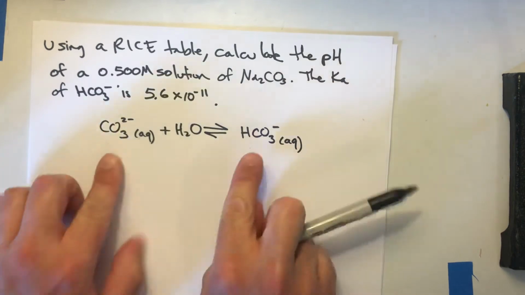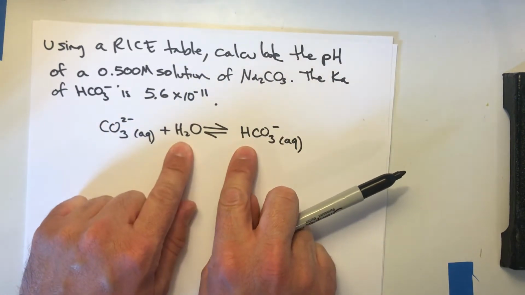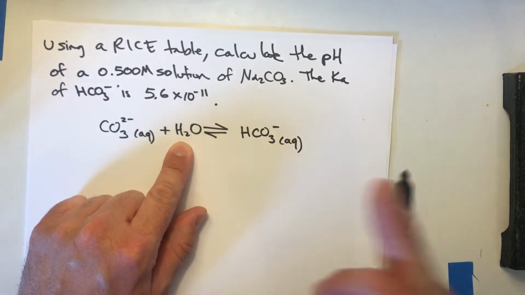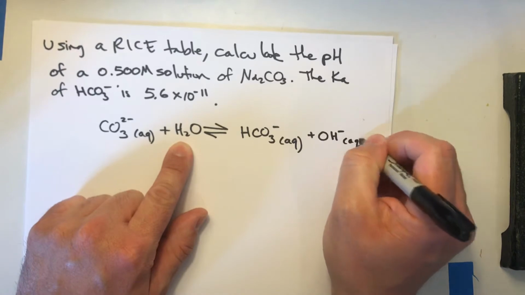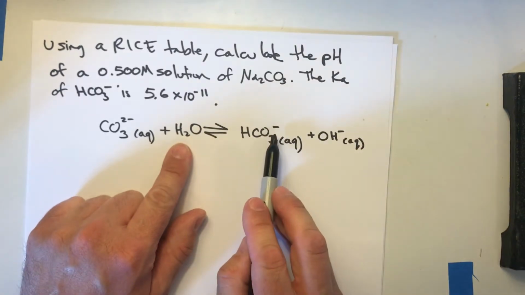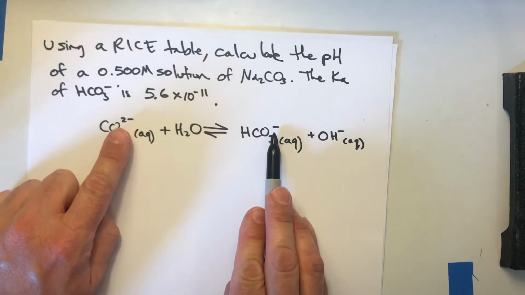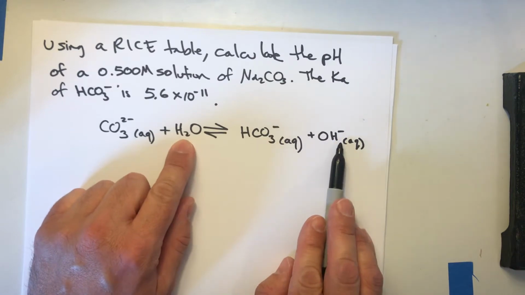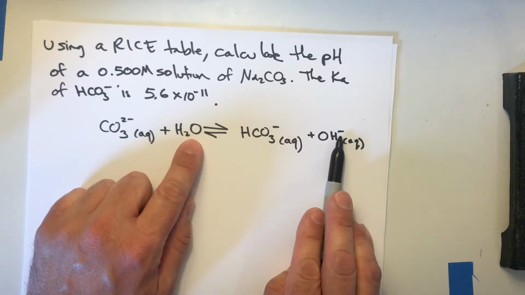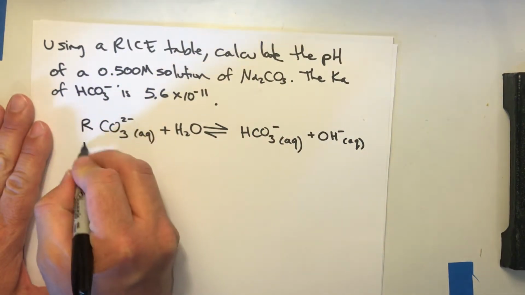And in order for the carbonate to have picked up an H, it must have gained that H plus from the water, leaving behind hydroxide, OH minus. Be careful here with your charges. It's easy to forget to do the charges here. Notice that the carbonate went from 2 minus up to 1 minus because it gained an H plus ion. The water goes down from 0 to 1 minus because it's lost an H plus ion. All right, so now we have a reaction. So now we're going to set up a RICE table.